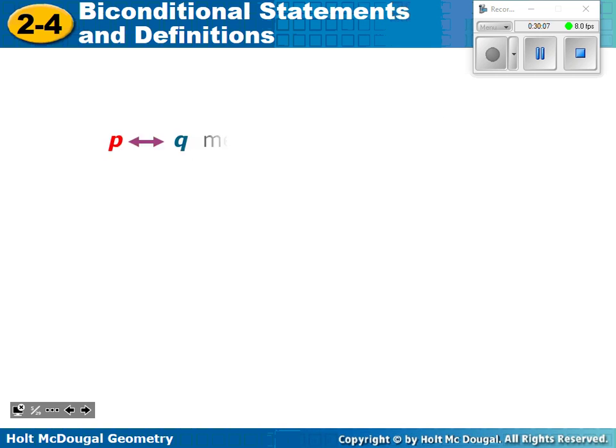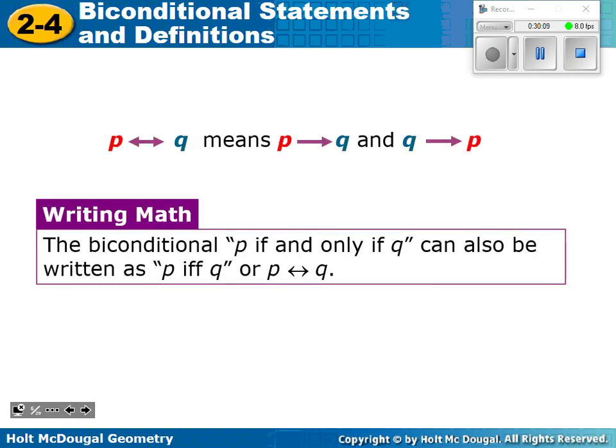So a biconditional statement symbolically, remember how we wrote all of those symbols last class. P arrow Q was conditional. Q arrow P was converse. P double arrow Q means that it can go both directions, and that's a biconditional. If it can go both directions, you use double arrows. It means P implies Q and Q implies P. So it works both ways.